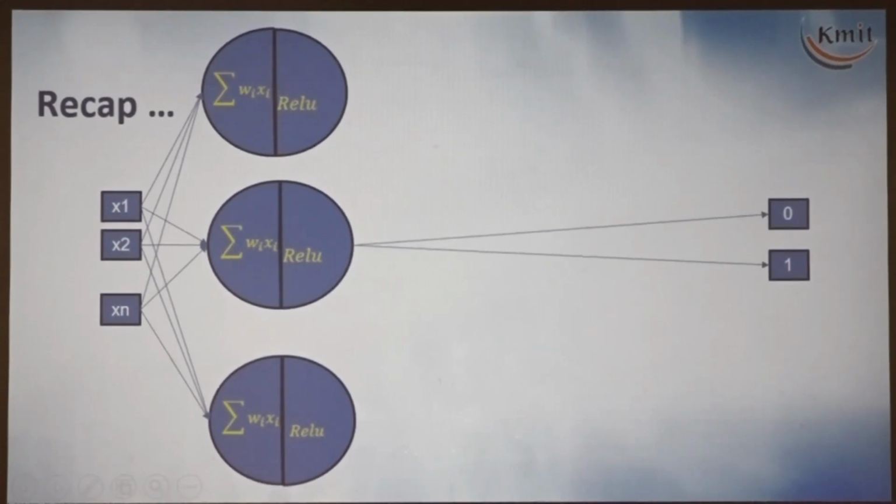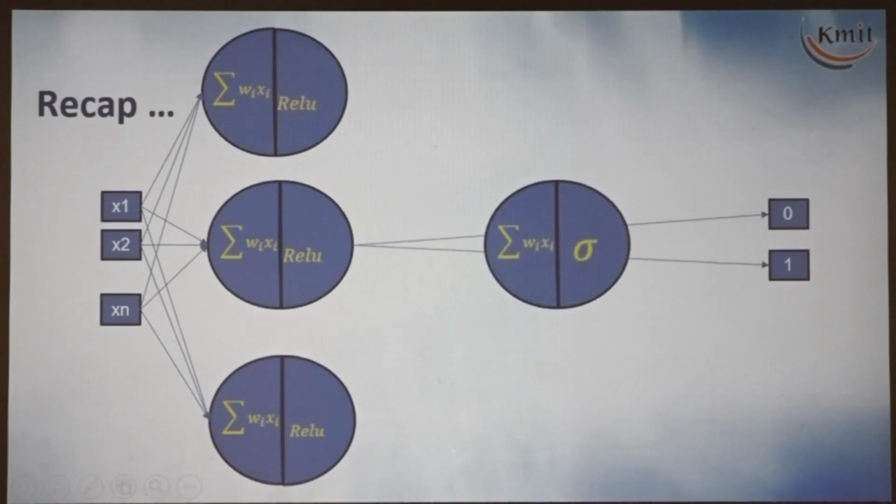Now can you give the output? All these are giving separate outputs, am I correct? So which output do I have to take? I have to aggregate this. To aggregate that, I have to take one more node and connect them, and then the final output can be given from that node.